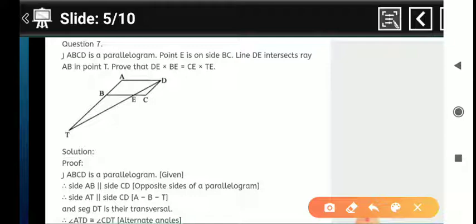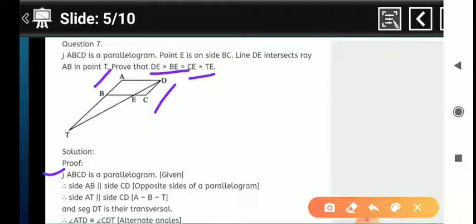Quadrilateral ABCD is a parallelogram, and in a parallelogram opposite pairs of sides are parallel to each other. That is, AB is parallel to CD and AD is parallel to BC. We have to prove this. Since quadrilateral ABCD is a parallelogram, as given in the question, side AB is parallel to side CD, because the opposite sides of a parallelogram are parallel.